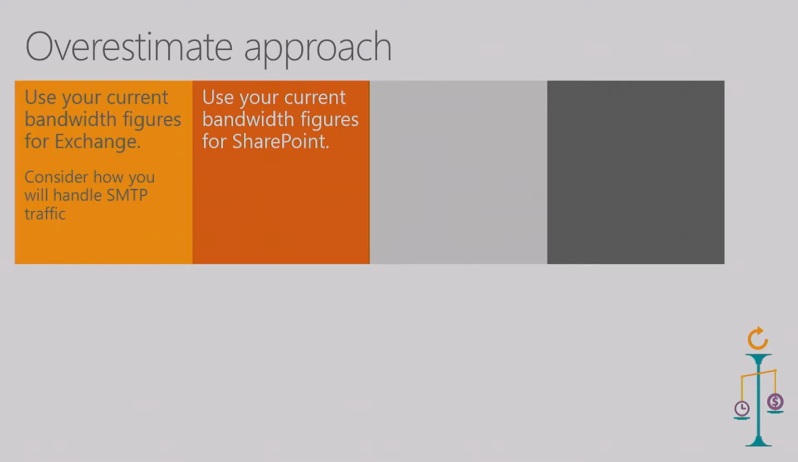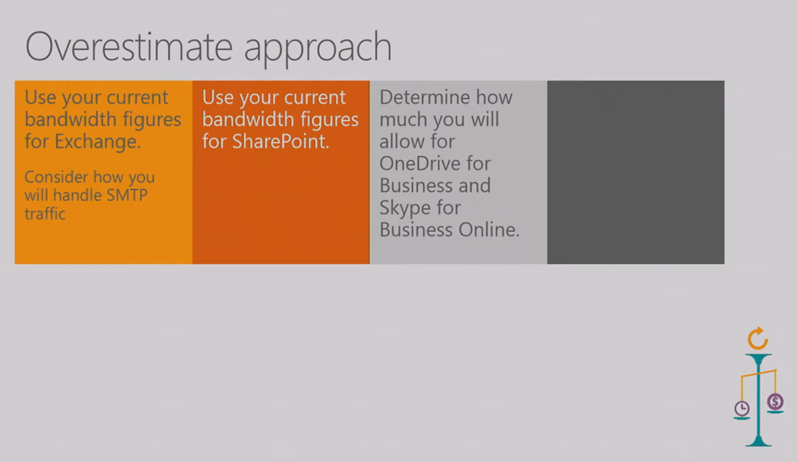You can use your current bandwidth figures for SharePoint as well. Again, perfmon can tell you how much client traffic's going in, top, NetFlow, various statistics from your network. Figure out how much you want to allow for OneDrive for Business.